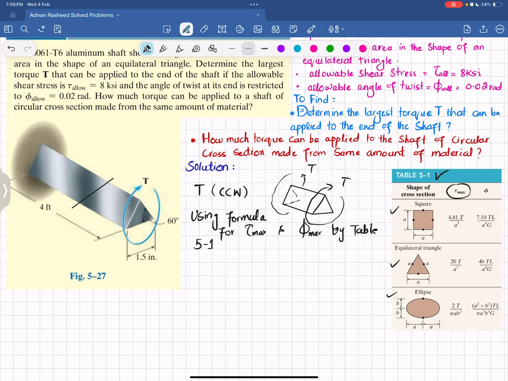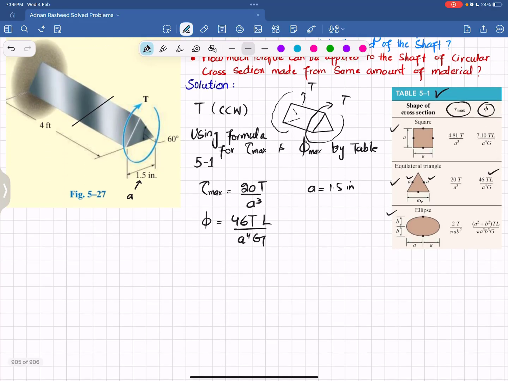So you can see this is the maximum shear stress. I will write the formula: tau max is equal to 20 multiplied by T divided by A cube. Now here, for the equilateral triangle, you can see this value is A. So A is equal to 1.5 inch. And the second is the allowable angle of twist at the end, which is 46 TL divided by A power 4 into G, where G is the modulus of rigidity. So we have all the values.